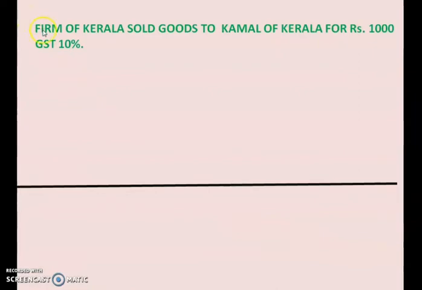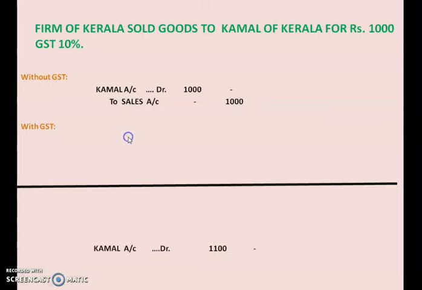Let us discuss the same with the help of one case. Firm of Kerala sold goods to Kamal of Kerala for ₹1,000 and GST applied for the same is 10%. So what is the journal entry when there is sales? Kamal account debited to sales account 1,000. This is without GST. Now when there is GST, what will be the journal entry?